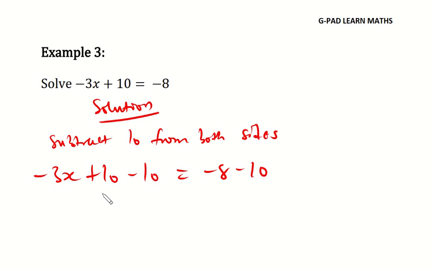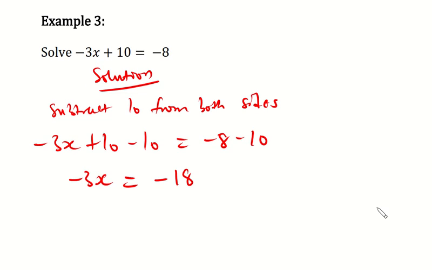Now, plus 10 minus 10 is what? 0. So I have just minus 3x standing alone. What's minus 8 minus 10? Minus 8 minus 10 is minus 18. Now, what would be the next thing?